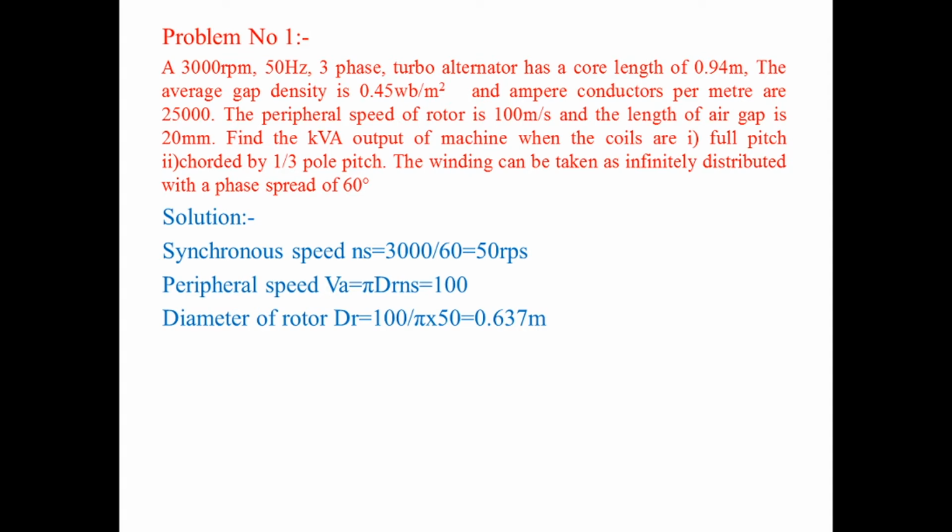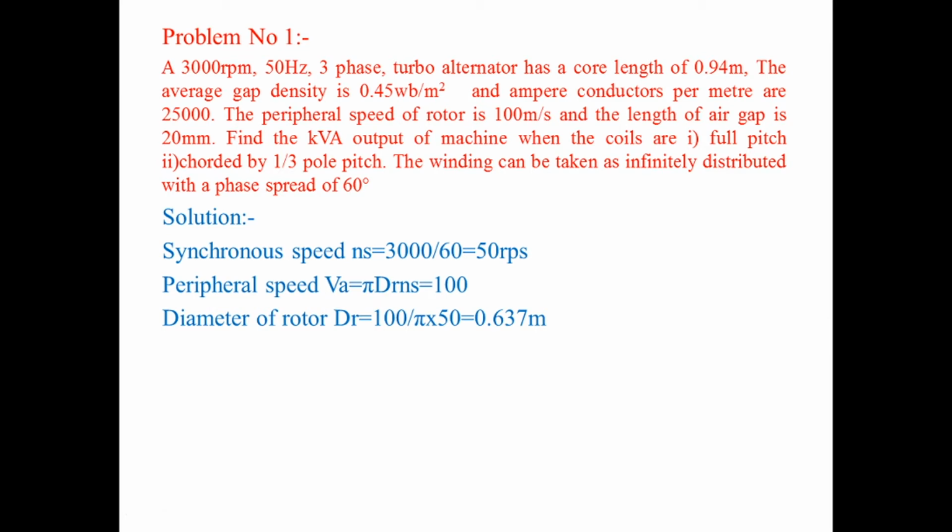Next we need to find out the peripheral speed. So peripheral speed is pi dr into ns, so you will be getting 100, correct. Va, it is given that the peripheral speed of the rotor is 100 meter per second. So we can say that peripheral speed Va is equal to pi into dr into ns is equal to 100. Correct. Dr is for the turbo alternator, so we have represented it in terms of dr, the diameter of the rotor.